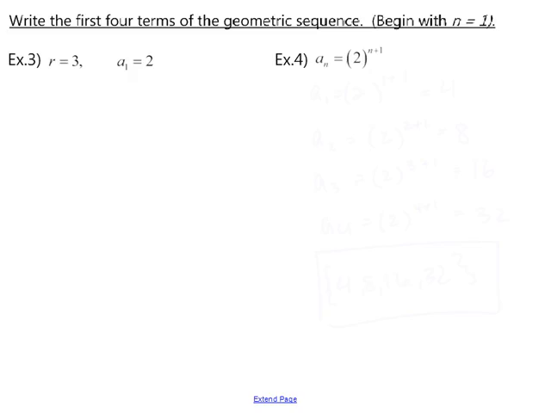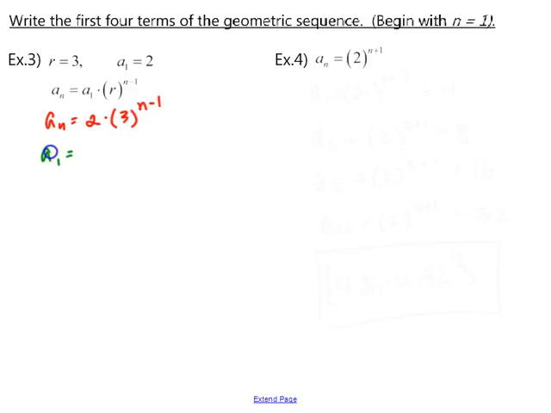In these next two examples, we need to write the first 4 terms of the geometric sequence, beginning with n equals 1. In example 3, we're given the common ratio and the first term, so we actually need to use the general formula given to us so that we can build a specific formula for this problem. So we start with a sub n is equal to our first term times our common ratio to the n minus 1.